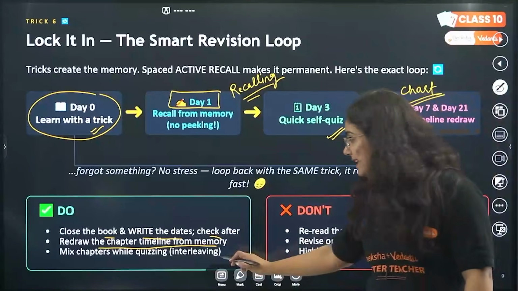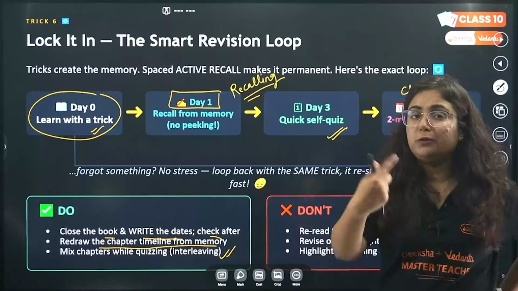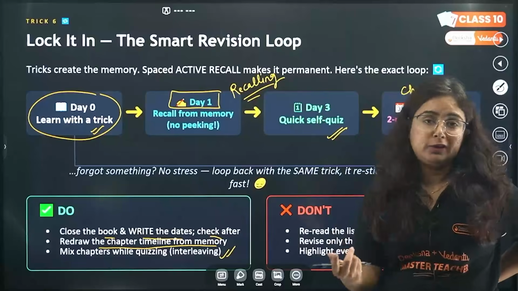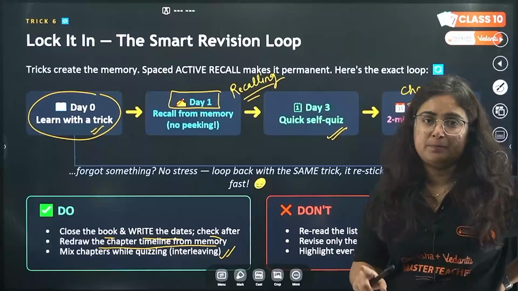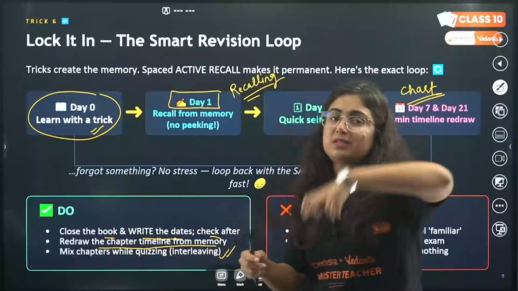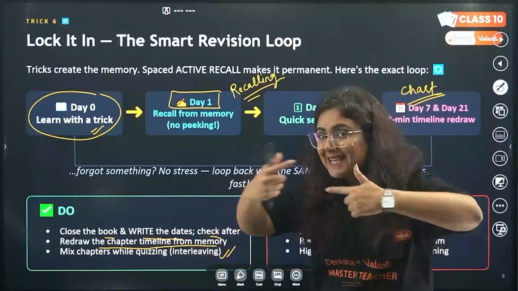Okay? Mix chapters while you are quizzing, because sometimes you're confident with one chapter and you think the other chapter is also something you're confident with, but it is not correct. Right? When you are just focused on one chapter, beta, it usually happens that you forget the date of the last chapter. So when you quiz yourself, mix it up.